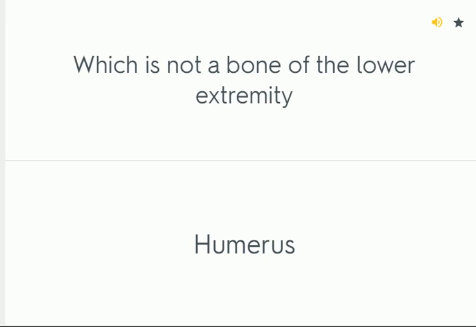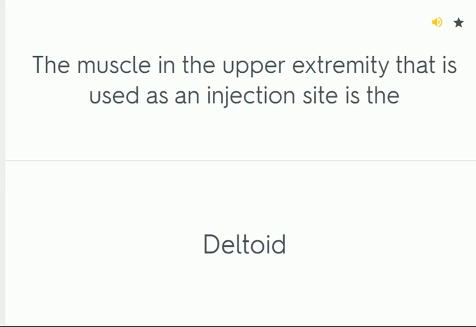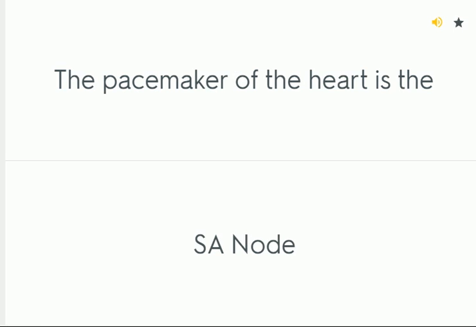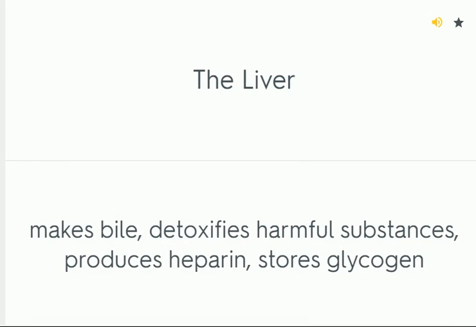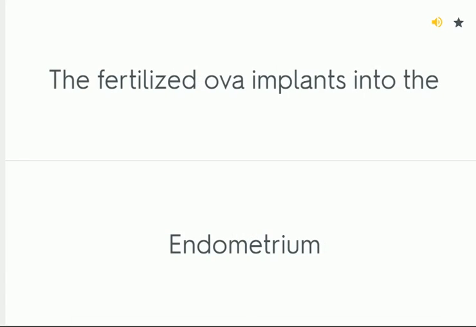Which is not a bone of the lower extremity? Humerus. The muscle in the upper extremity that is used as an injection site is the deltoid. The pacemaker of the heart is the SA node. Gas exchange in the lungs takes place in the alveoli. The liver makes bile, detoxifies harmful substances, produces heparin, stores glycogen. The fertilized ovum implants into the endometrium.